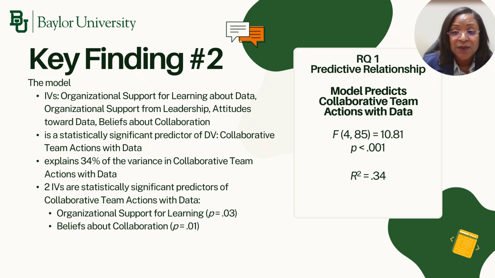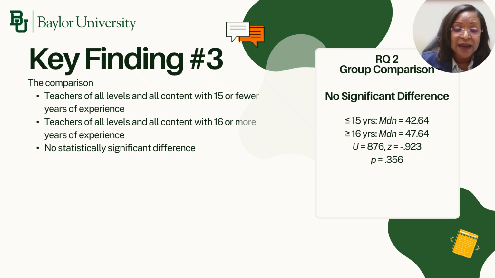My second key finding was that the model, including 4 independent variables, supports for learning, supports from leadership, attitudes toward data, and beliefs about collaboration, statistically significantly predicted and explained 34% of the variance in collaborative team actions with data. Of the 4 independent variables, 2 were statistically significant predictors of collaborative team actions with data, organizational support for learning and beliefs about collaboration. My third key finding is that there was no statistically significant difference in median perceptions of organizational supports for learning about data based on years of experience.